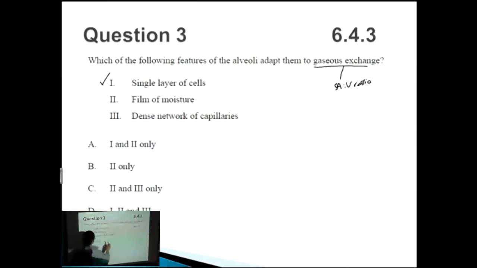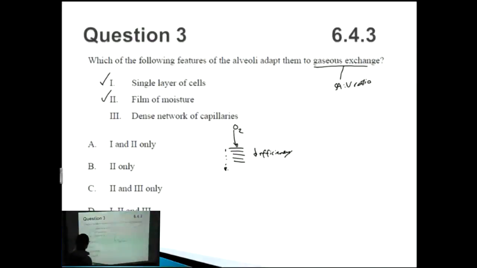So that is correct, because if you had a very thick layer of cells, then the oxygen would have a long way to go through, and then it wouldn't be very efficient. It would be decreased efficiency. So a single layer of cells is very helpful for efficiency. Okay. A film of moisture. Film of moisture is very important for these gases, which actually dissolve better when they're in fluid. So that's correct as well.